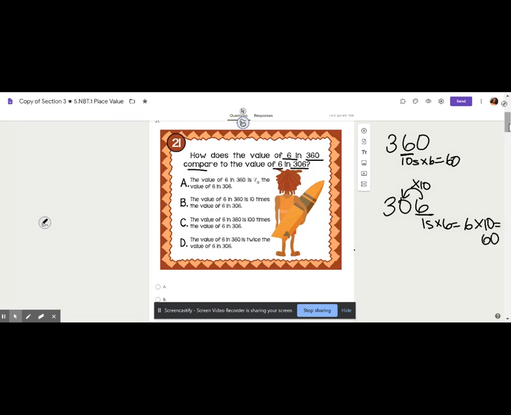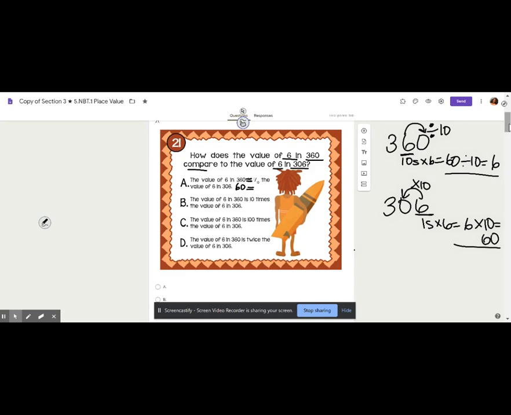Now, if I'm already starting in the tens place and I want to go to my ones place, I would have to work opposite. So if I multiply down here, up here, I'm going to divide by 10. So it'd be 60 divided by 10. That would give me my 6 in the ones place. Now we need to see which one of these options shows us either this part or this part. We need to see which one can we find. So let's look at A.